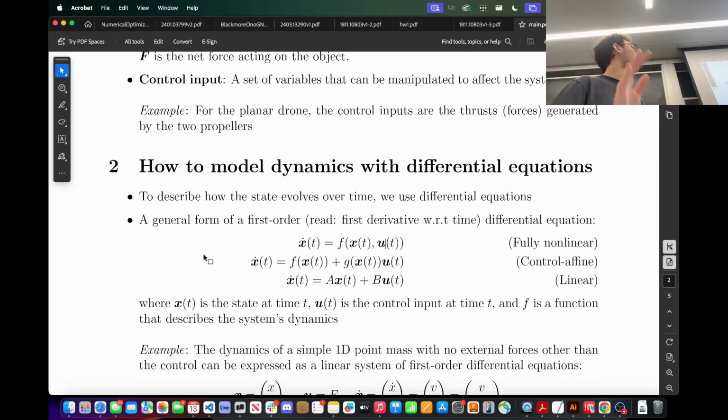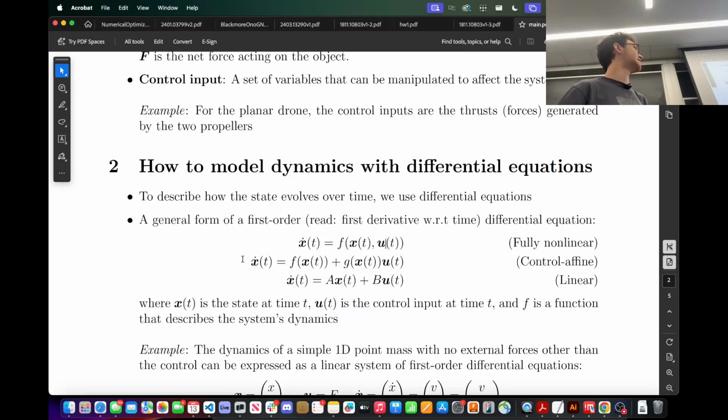There are different ways this can look depending on what the actual system looks like. In the most general case, x dot equals f of x and u. So the time derivative of the state is some general function, could be nonlinear, could be linear, it could be anything, and it's a function of the current state and the control input. You could also have slightly more restricted forms of these things.